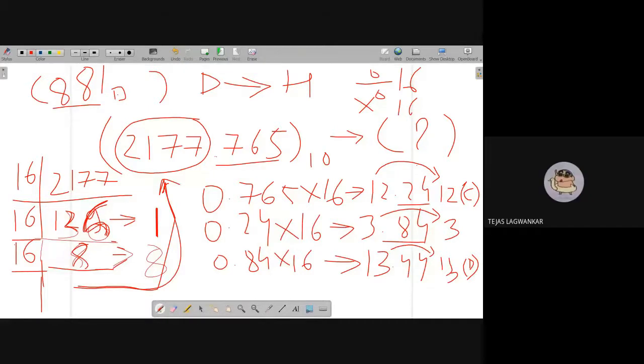ऊपर से नीचे। तो ऊपर से नीचे जाऊंगा तो यहाँ पे बताओ क्या लिखूं? C3D. वेरी गुड। दैट इज C3D। दिस इज आंसर। ओके, C3D is the answer. So 881.C3D is the corresponding hexadecimal equivalent of 2177.765.